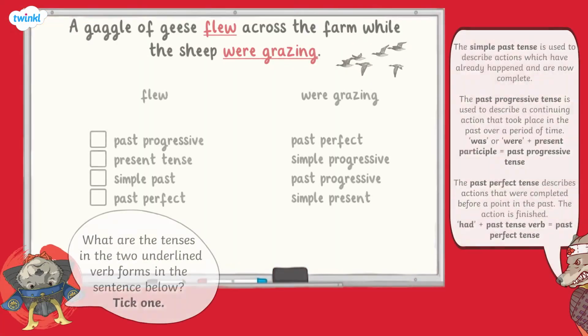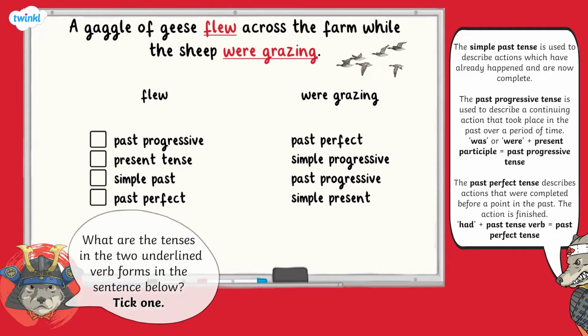For this next question, you are being asked to work out which tense is underlined in the following sentence. A gaggle of geese flew across the farm while the sheep were grazing. Tick one option. Pause the video and press play when you have an answer.